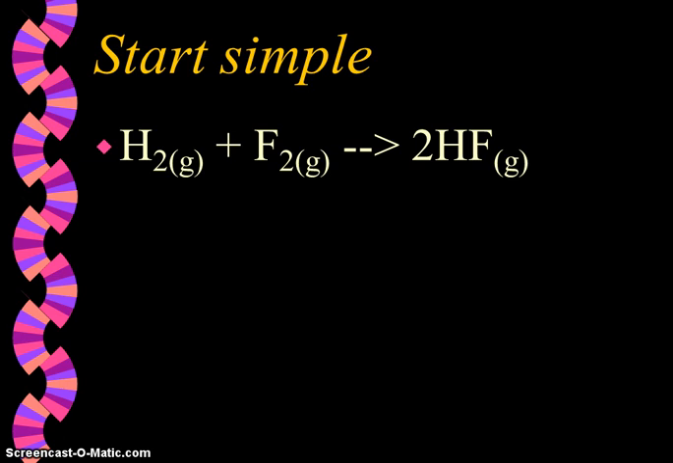So we'll start with a simple example. Let's say that we've got the diatomic molecule hydrogen, so that's an H with a single bond to another H. And we've got the diatomic molecule fluorine, which is a fluorine single bonded to another fluorine. And we're going to go through a synthesis reaction to make hydrogen fluoride gas, which is a single bond between the hydrogen and the fluorine. But in the balanced equation, we're going to end up with 2 moles of hydrogen fluoride gas for every 1 mole of hydrogen and fluorine that we start with.